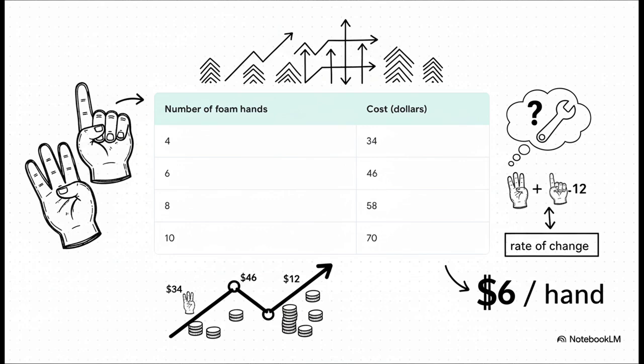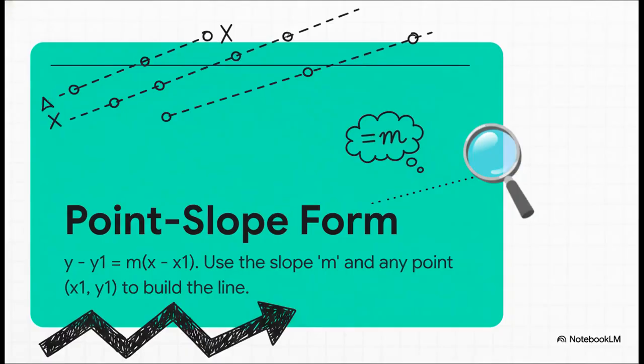We don't know the initial design fee, but if we look closely, the cost goes up by $12 for 2 extra hands. A little quick math, that means our rate of change, our slope, is $6 per hand. So we have the slope, but we still don't know that starting fee. And this is where our next tool comes in handy.